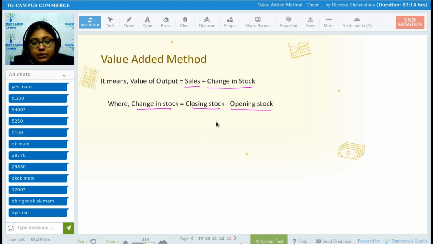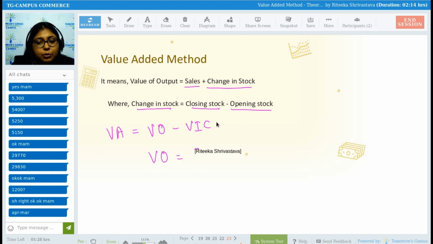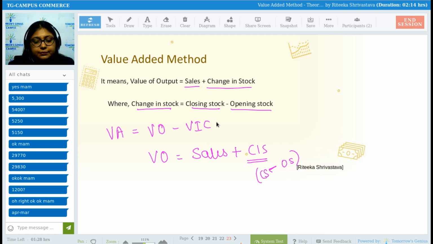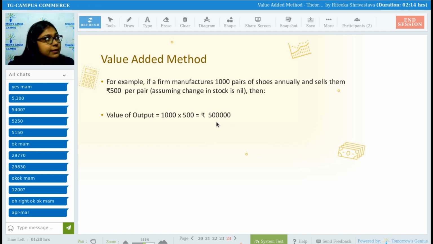Okay, a very important part is how we actually calculate these things. So value added, we know, is nothing but value of output minus value of intermediate consumption. Now, if value of output is not given to us directly in the question, then how will we calculate it? For calculating value of output, sales plus CIS. CIS is nothing but change in stock. Now, what if CIS is not given to us directly in the question? Then the formula is closing stock minus opening stock. Right?